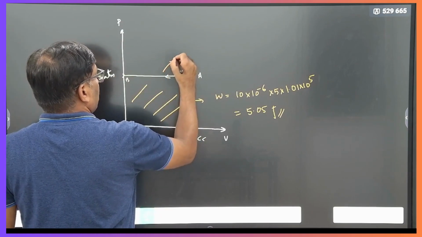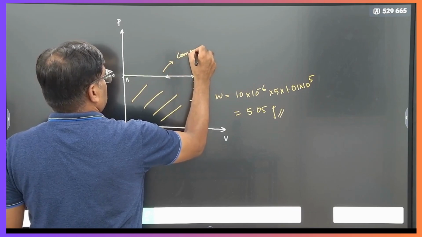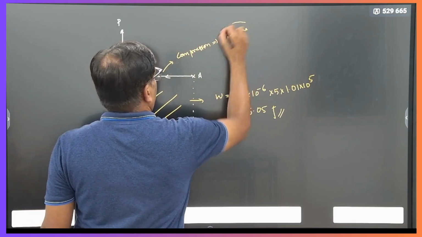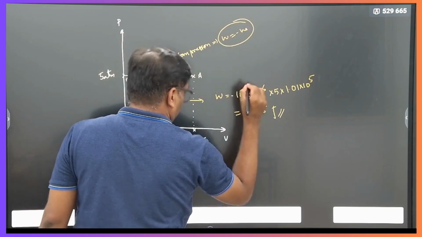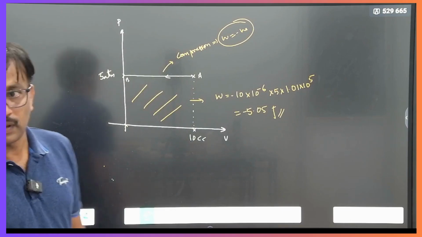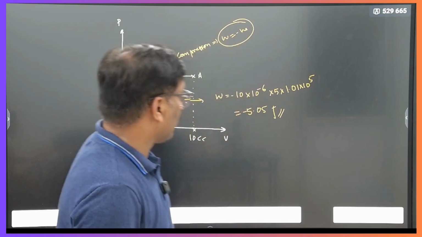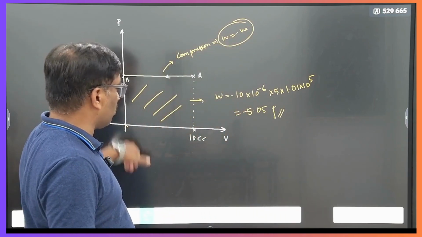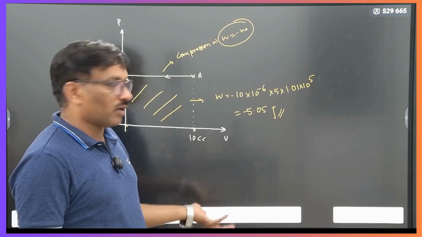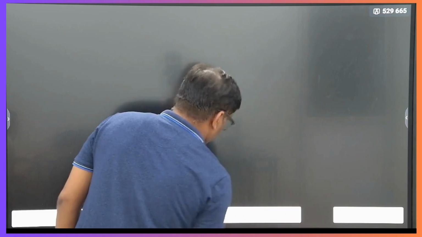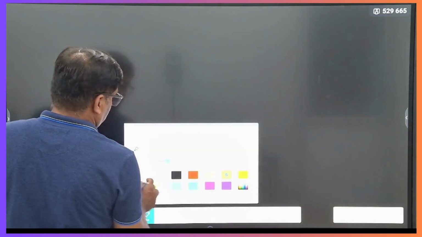Therefore, it is undergoing a compression. Compression means what will happen now? Work done is negative. Therefore, keep the negative here. Clear? Or you have to take it as final volume minus initial volume. So, final volume is 0, initial volume is 10 cc, so it becomes negative. Like that also you can calculate it. Clear? Now we'll go for one more concept.